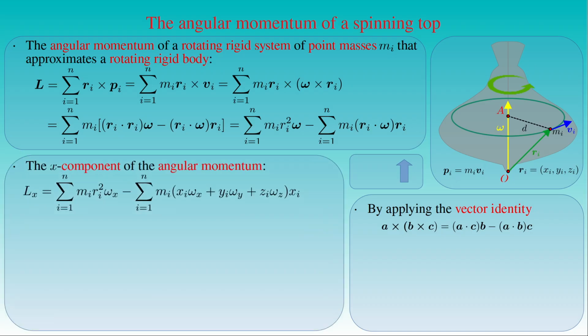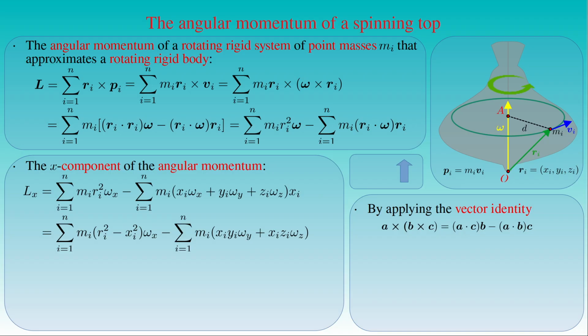The x component of the angular momentum L is equal to the sum of mi times Ri squared times the x component of the vector omega from i equals 1 to n, minus the sum of mi times the quantity of xi times omega x, plus yi times omega y, plus zi times omega z, times xi, from i equals 1 to n. If we gather the terms containing omega x, then we can write the right-hand side as the sum of mi times the difference between Ri squared and xi squared times omega x from i equals 1 to n, minus the sum of mi times the quantity of xi times yi times omega y, plus xi times zi times omega z from i equals 1 to n.